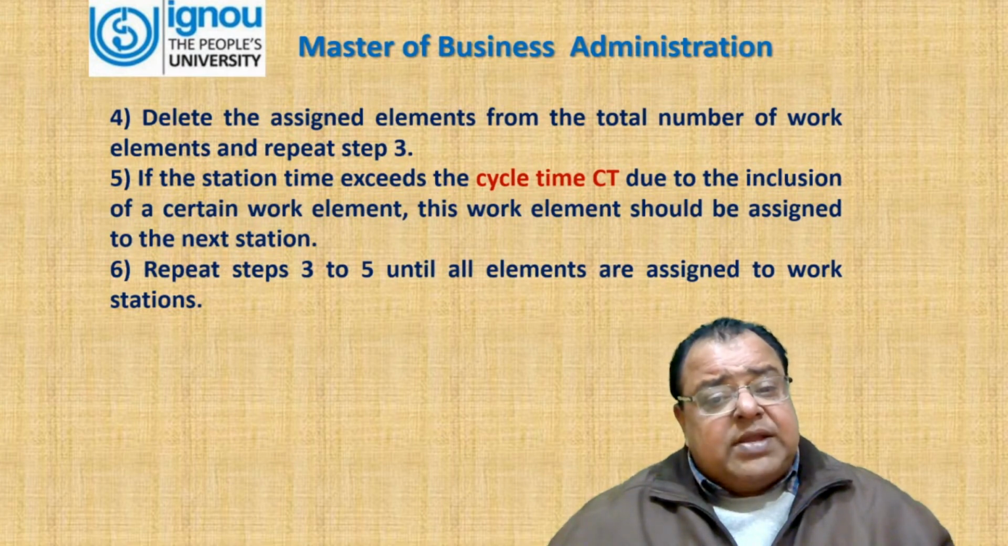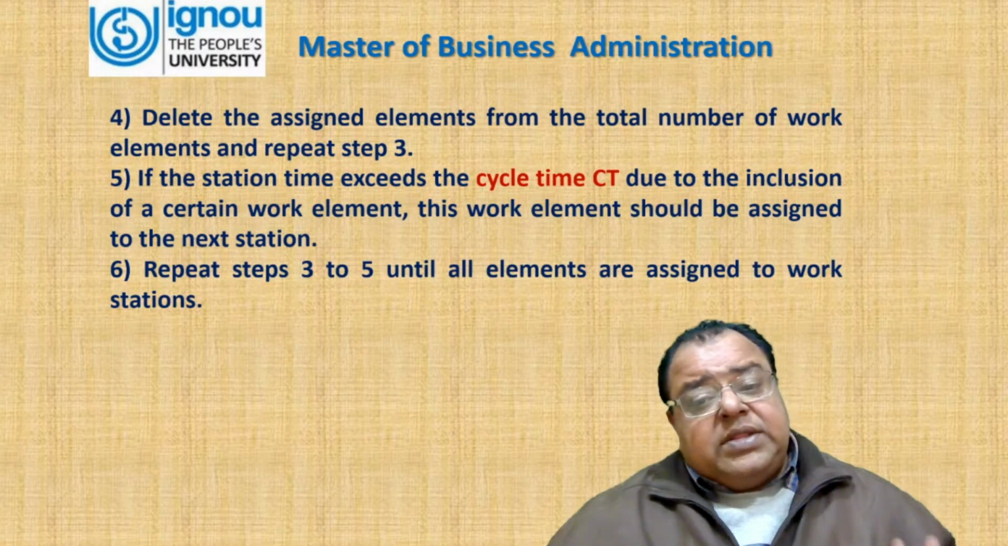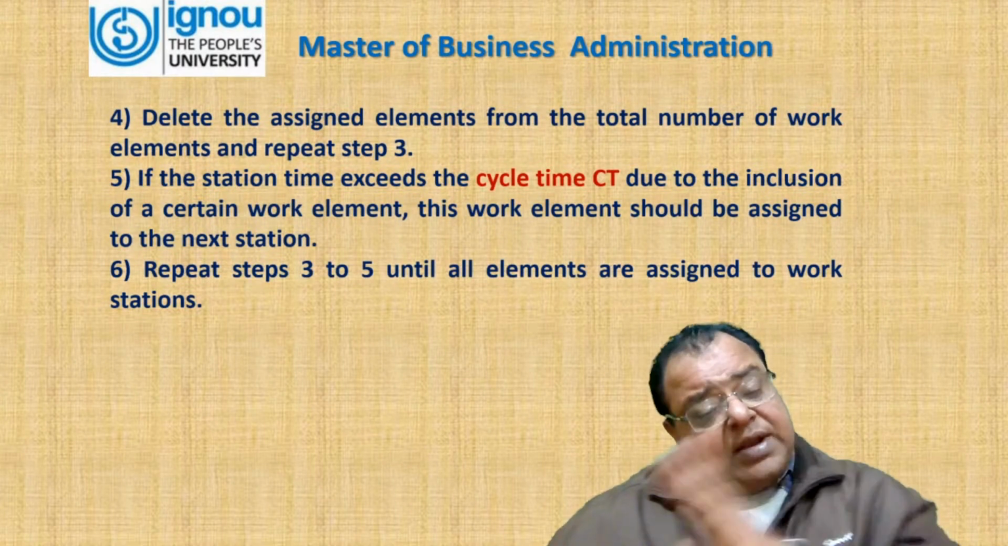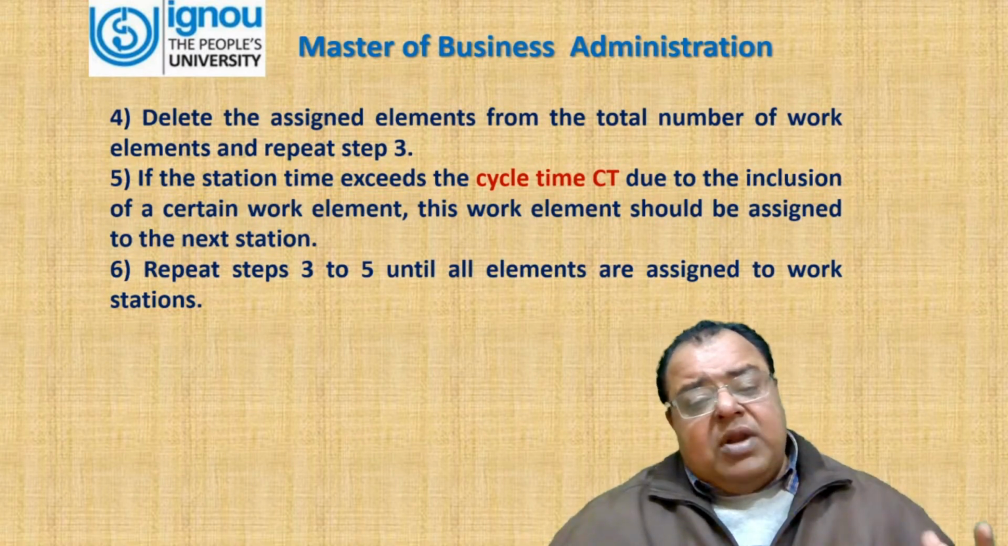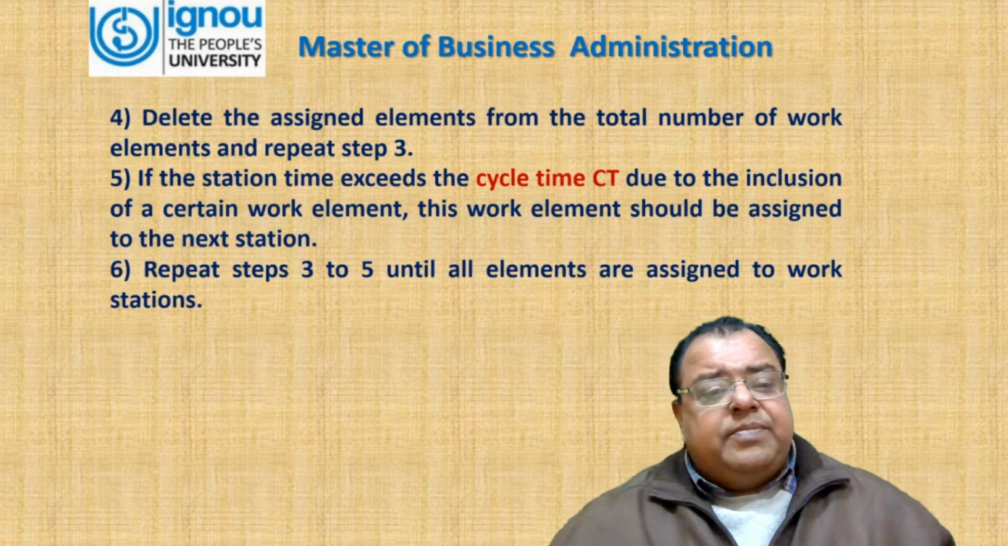If the station time exceeds the cycle time due to the inclusion of a certain work element, this work element should be assigned to the next station. So we have to repeat steps 3 and 5 until all units are assigned.